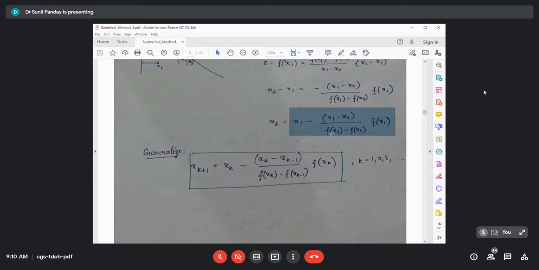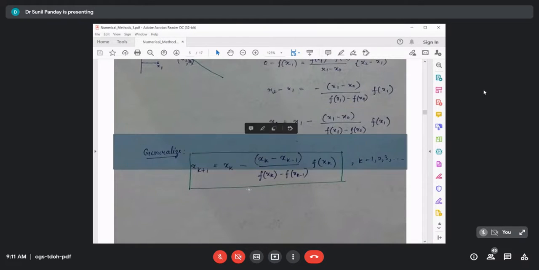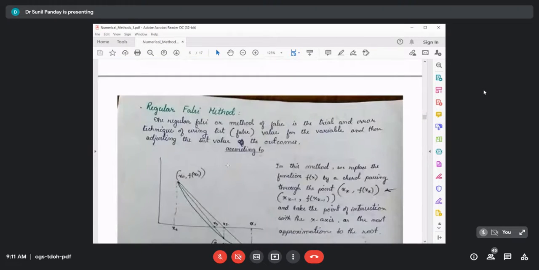We generalize this formula like this: x k plus 1 equals x k minus x k minus 1 over f of x k minus f of x k minus 1, into f of x k, where k goes 1, 2, 3, and so on. So in this secant method we use this formula to calculate our next approximations.